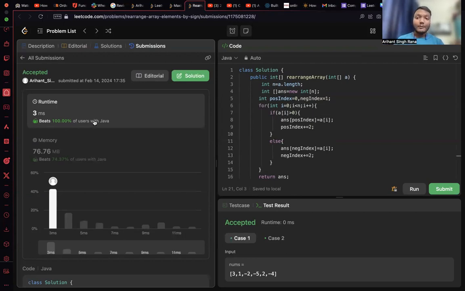Now coming to the time complexity of this whole code. The time complexity of the whole solution is completely dominated by the number of iterations the for loop is taking, which is completely dependent on the length of the array. So, in conclusion, the time complexity of the whole solution is O of n, where n denotes the length of the whole array.